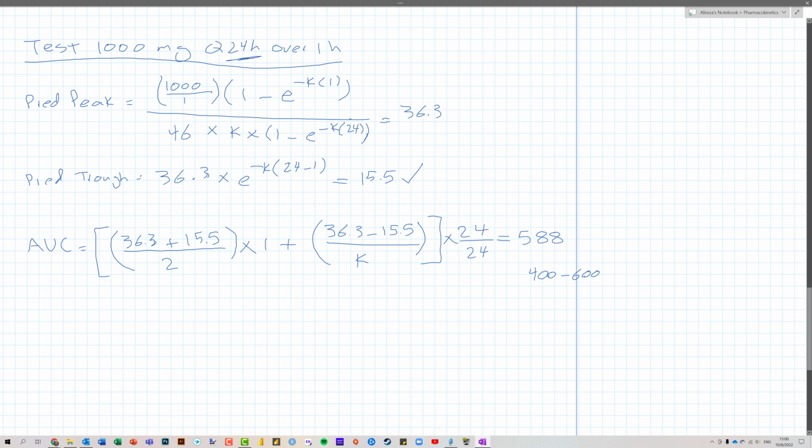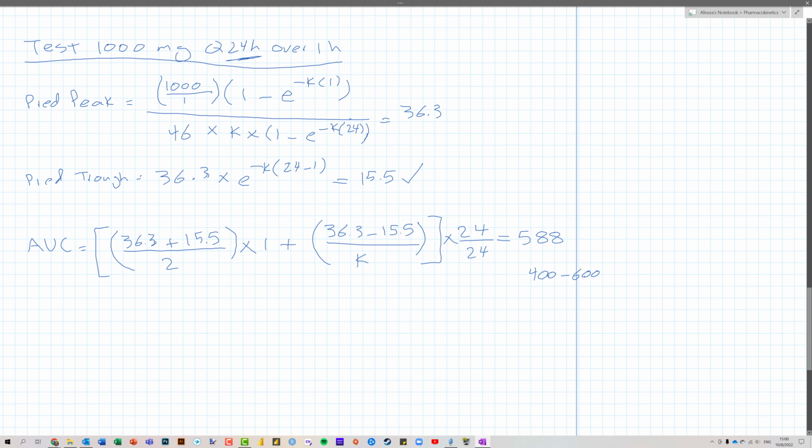And if you do the predicted trough, you would end up with 17.5, which is still within the goal of 15 to 20. So essentially, the answer wouldn't have changed much regardless of which K you would have used.